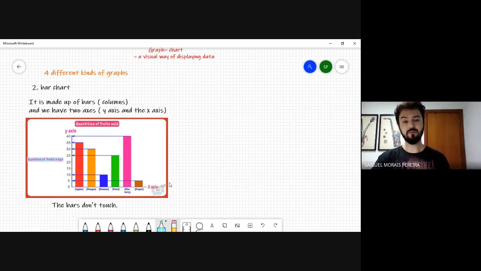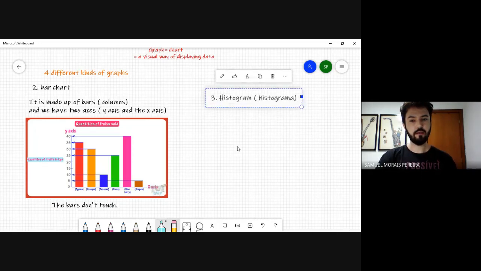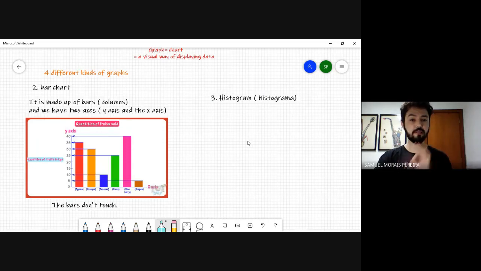So why are you calling our attention to that point? Because I want you to understand that I have another kind of graph, which is called the histogram. Histogram, for those of you who might have never heard of this word, histogram is histograma. Can you see the word is very similar to Portuguese? We say histogram. And a histogram is a kind of graph which is very similar to this graph here, because histograms also have bars.